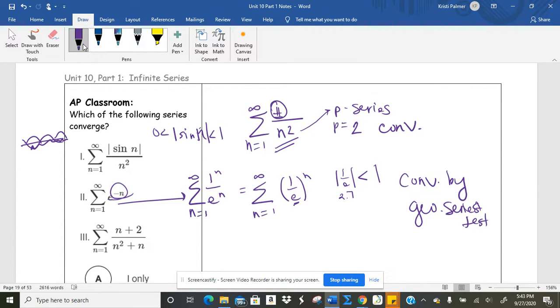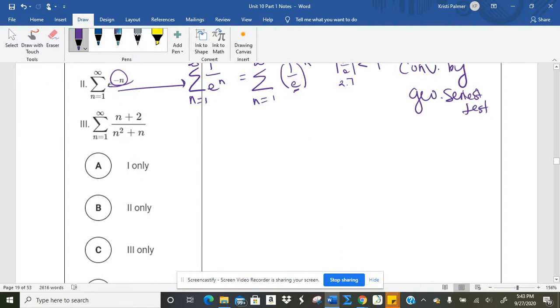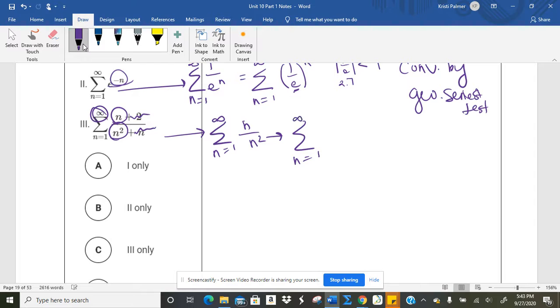And then this last one that we're going to look at. Again, when we have this polynomial over a polynomial, this rational expression, we can really just ignore everything else, which becomes negligible as I go to infinity. So we're really just looking at those biggest terms and simplify that down. It becomes 1 over n. And that's the harmonic series. So this diverges by the P series. So our answer is D.